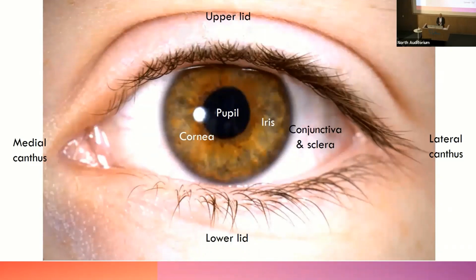So when you look at someone's eye, this is what you see. Basic stuff, upper lid, lower lid, okay? Medial canthus, the nasal side, lateral canthus, the temporal side. What's conjunctiva and what's sclera? Well, if it's white, that's sclera. The conjunctiva is clear epithelial cells sitting on top of the sclera. So unless you look really closely, the conj, in a way, is invisible.